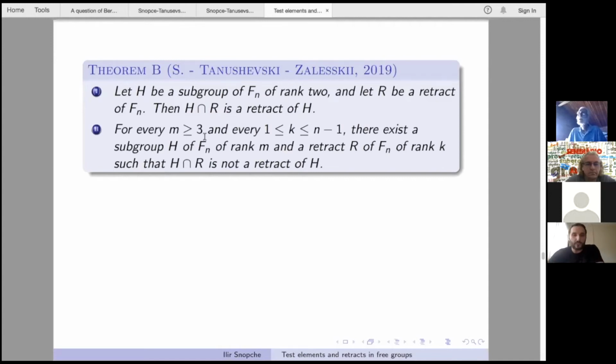For every m greater or equal to 3 and every k between 1 and n minus 1, there exists a subgroup H of Fn of rank m and a retract R of Fn of rank k such that H intersection R is not a retract of H. So this covers all the possibilities because a retract cannot have rank larger than n, and if it has rank n, it is Fn. So we cover all the cases here. Therefore, this theorem gives a complete answer to the question of Bergman, okay?